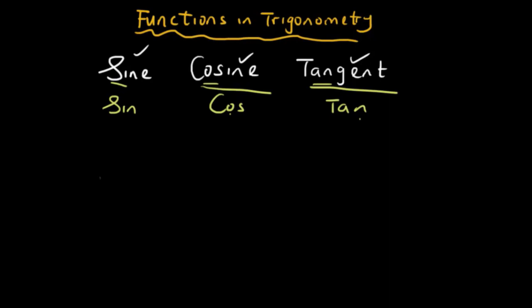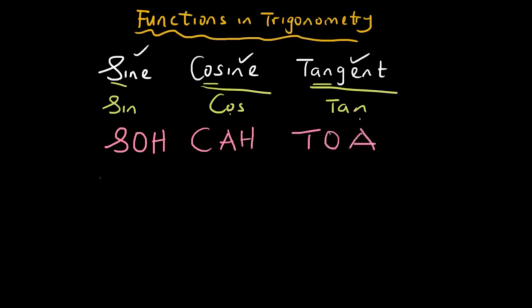Now the question you would want to ask is, when do we use sine, when do we use cos, and when do we use tan? That's why you need to know this popular abbreviation. I call it so, ka, twa. This helps us to know when to use sine, cos, or tan. In a question, when you relate opposite with hypotenuse, you use sine. When you relate adjacent with hypotenuse, you use cos. When you relate opposite with adjacent, you use tan.